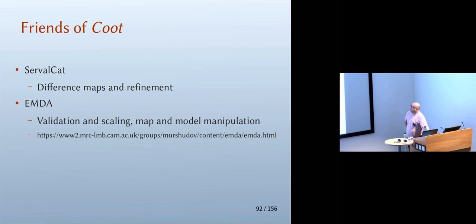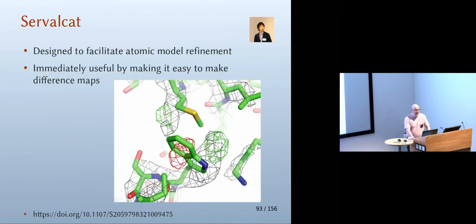So there are friends of Coot that have been developed in Garib's group, Servalcat and EMDA. The idea for Servalcat in particular is something that I'm keen on because it allows us to do something that's turned out to be very useful in crystallography. That is to say, as we modify the model, update the difference maps. So this is what's going on here. It's based on GEMMI, and it was recently published.